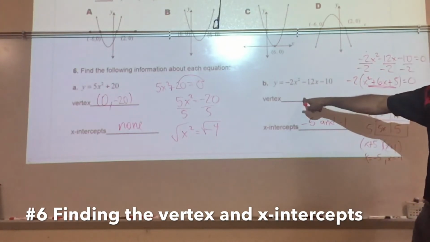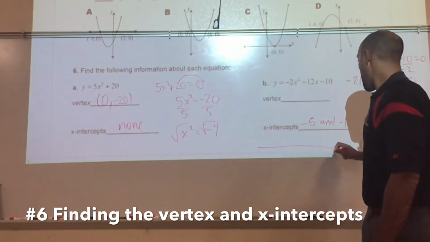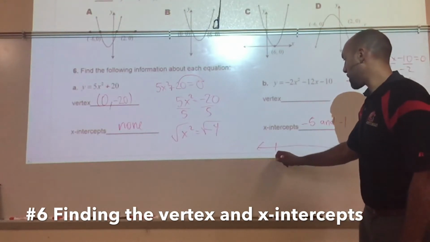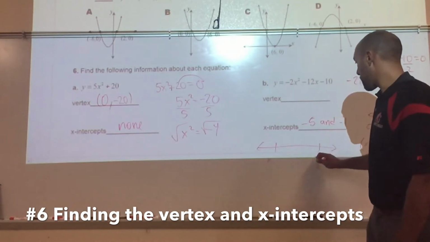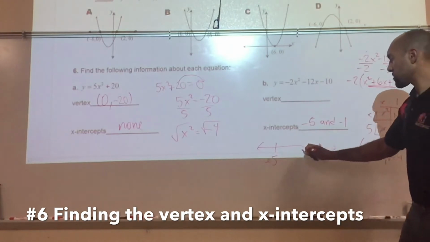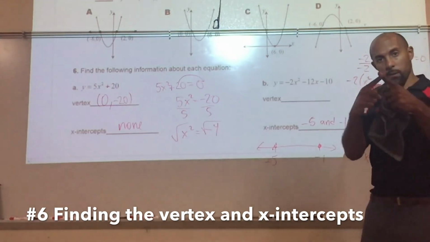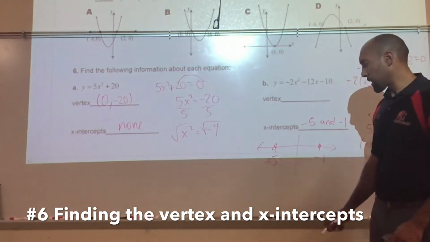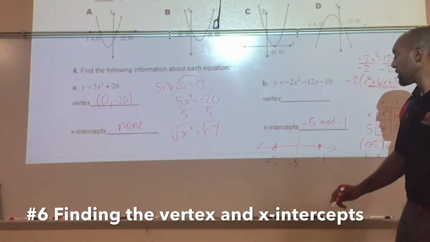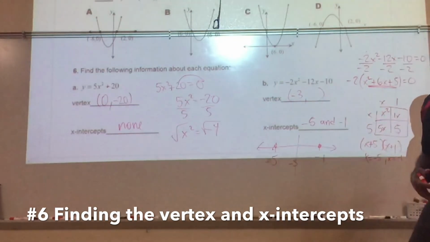But we're still stuck finding the vertex. Well, just like I said before, negative 1 is over here, and negative 5 here, these are the x-intercepts on my graph. I know that the vertex is right in the middle. So what's the middle of negative 5 and negative 1? It will be negative 3. So the x coordinate of the vertex is negative 3.